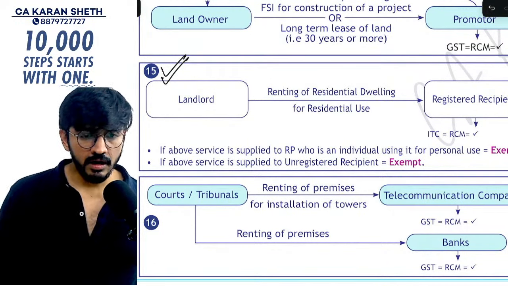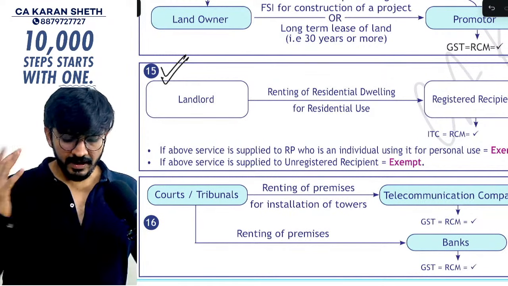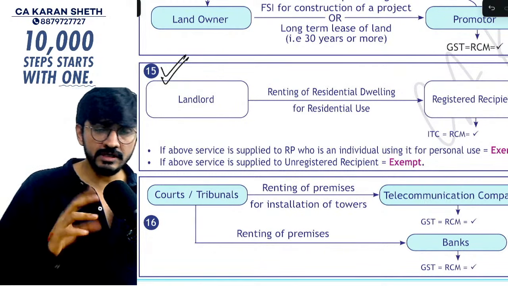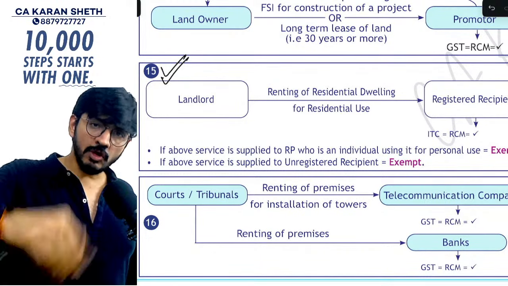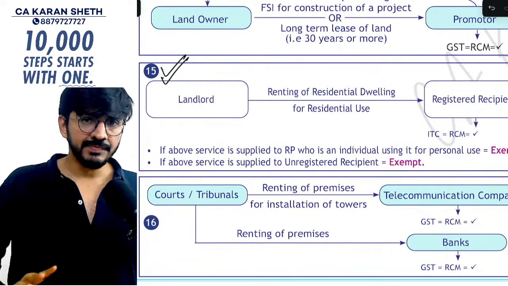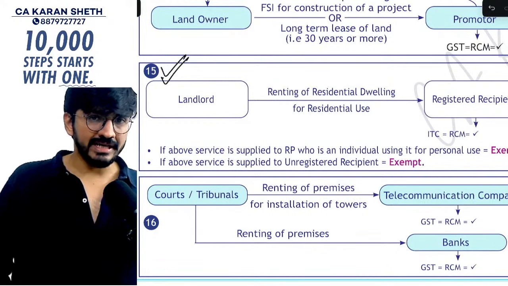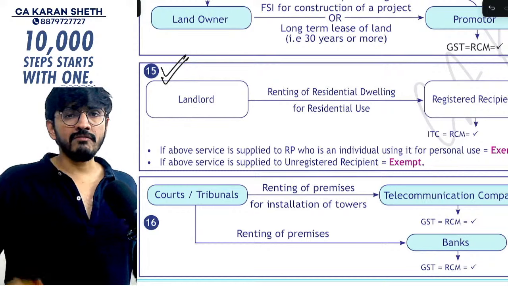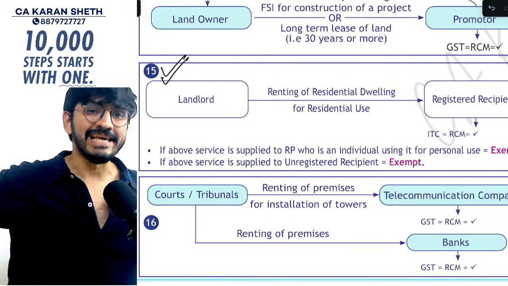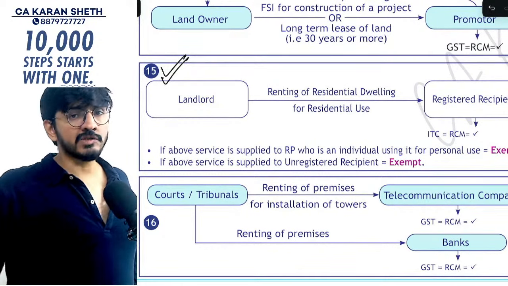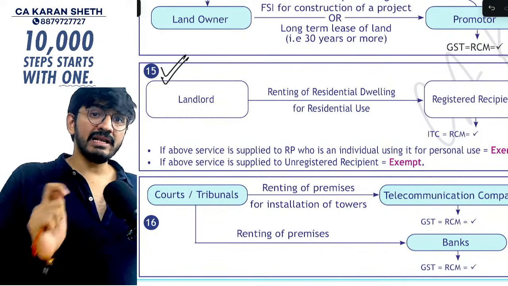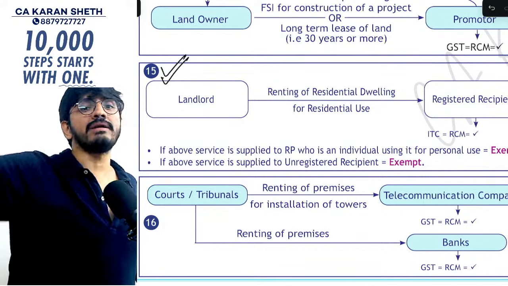Okay, so friends, if a landlord is renting out a residential dwelling for residential use, so he is basically renting out a home which is used as a home only, right? In this case, if the recipient is registered, RCM. So for example, let's say you are working with Deloitte, right? But you are living in Mumbai, but you were asked to come to Delhi, right? The entire accommodation is whose expense? Deloitte's. Now understand, the landlord has made an agreement in the name of Deloitte, not you.